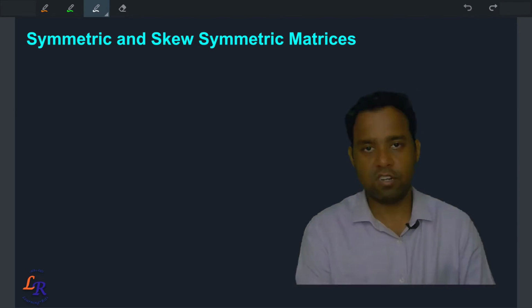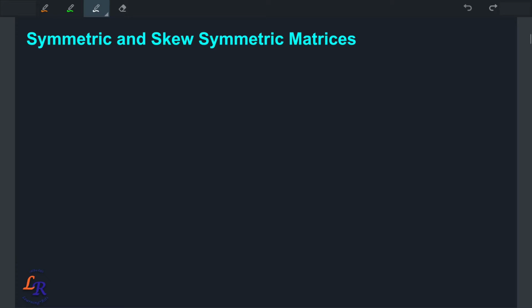So let's begin. Symmetric and skew symmetric matrices are defined for a square matrix. Let's say there is a square matrix A, represented as Aij, of order m cross m, because it should be a square matrix. Then you can have a transpose, represented as Aji, which will be of the same order.